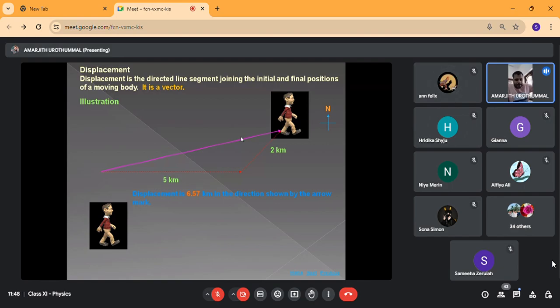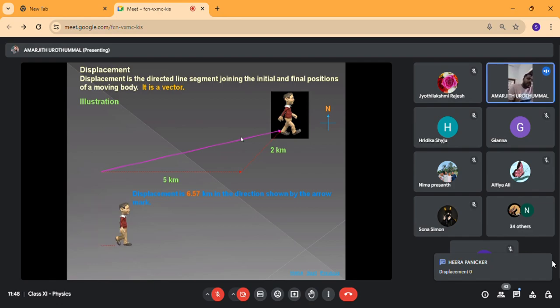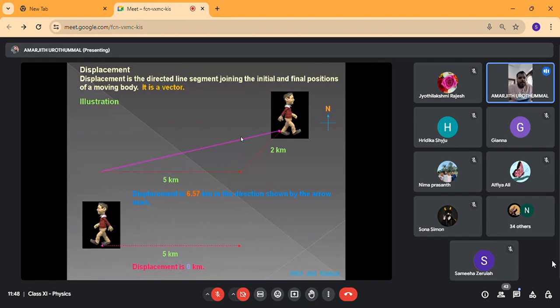Question number 2. What is the displacement? 0. Because the initial point and final point are the same. Displacement won't be 10. Distance is 10. Displacement will be 0 because he reached back the initial point.